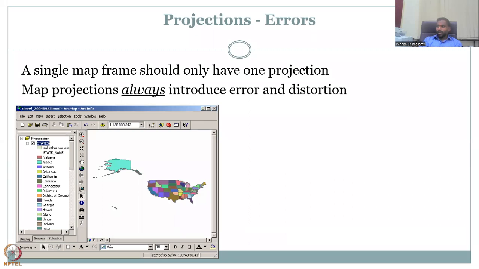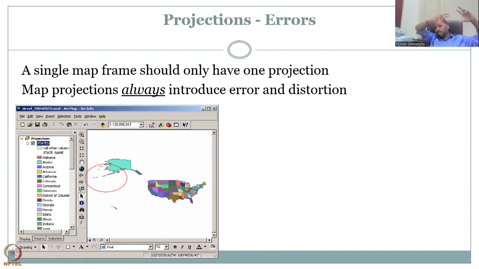There's a reason why you have to have America here, because we want to show that there are some issues in the projection, okay? Let me show you. So this is the Alaska part. The Alaska part comes because Alaska is part of the United States. So the US, if you know, has a big part in the Northern American continent. You have a big part, and then you have Canada, and then you have Alaska somewhere outside.